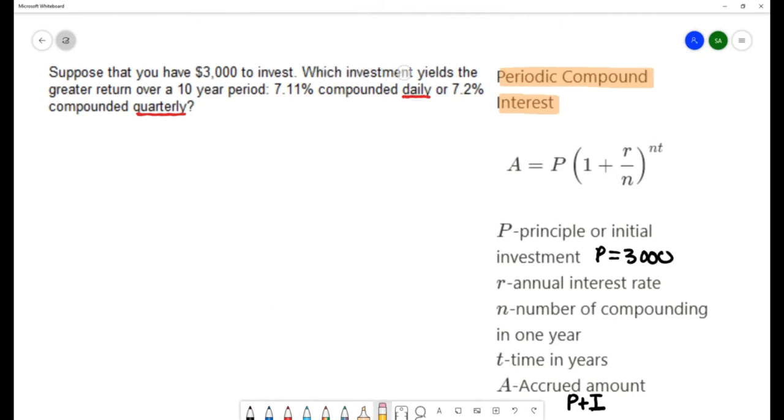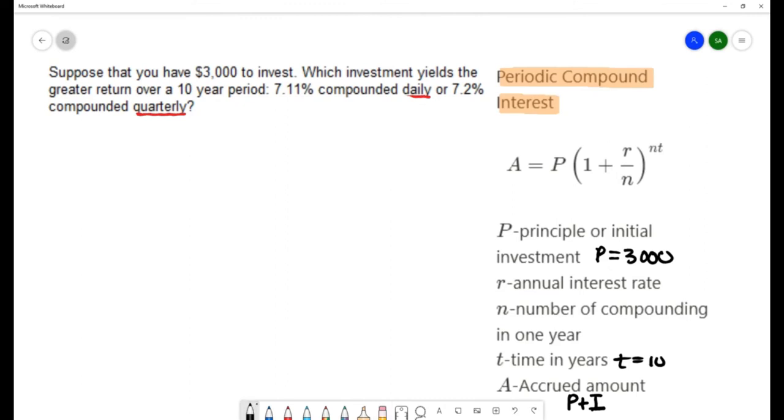Which investment yields the greater return over a 10-year period? So 10 years is our time of our investment. So T equals 10. And we're going to be considering two different offers. We have one account that will pay us 7.11% compounded daily, or 7.2% compounded quarterly.